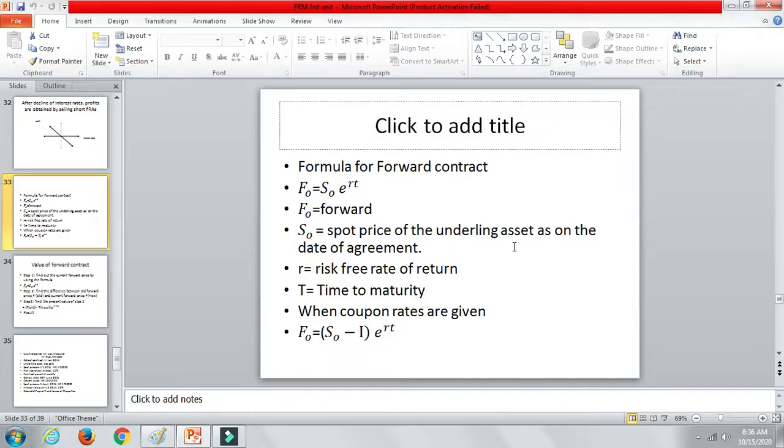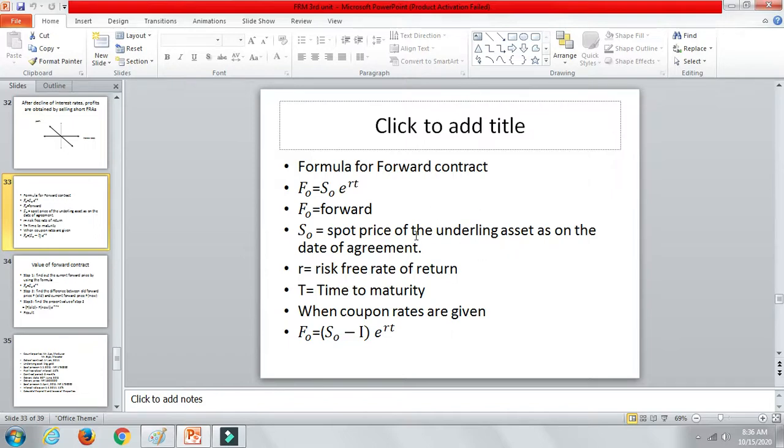Like I explained in my previous class regarding the forward contract, its meaning, features, and using a forward contract to reduce commodity price risk, interest rate risk, and one more, exchange rate risk, right? Today I'm going to explain some of the problems related to forward contracts.